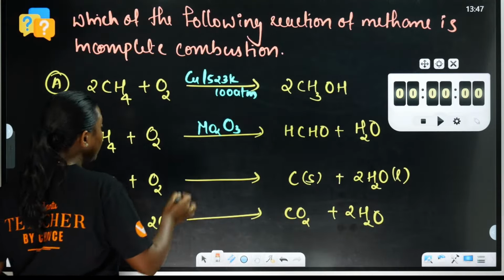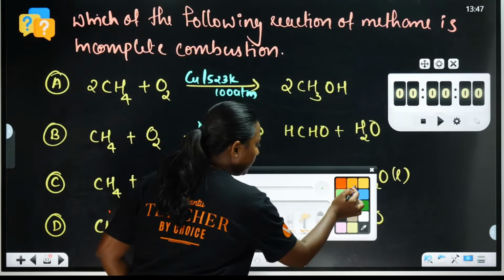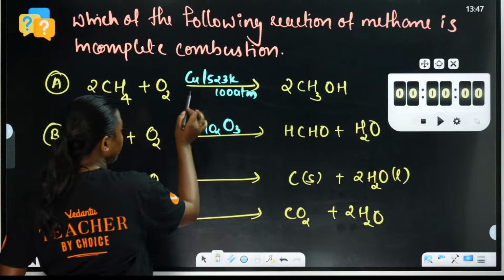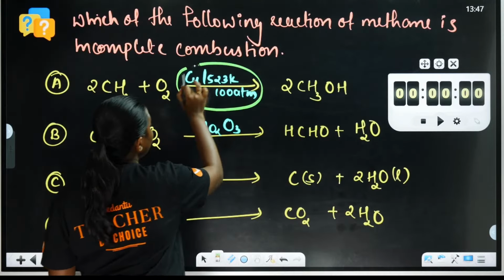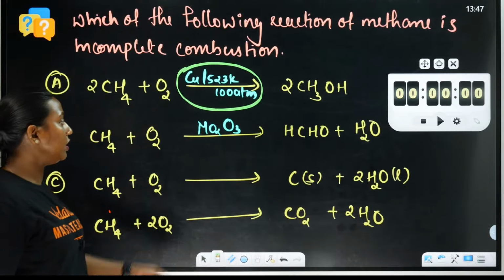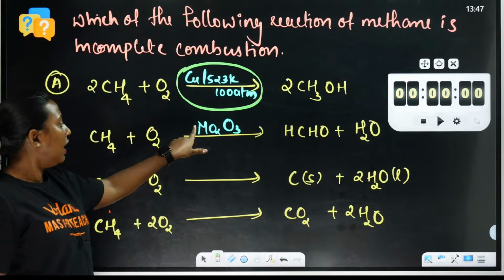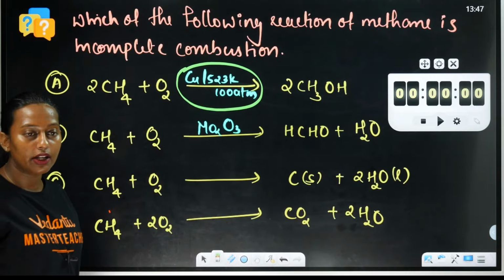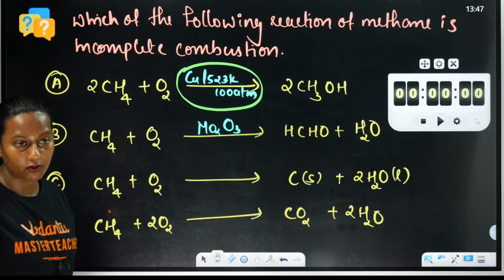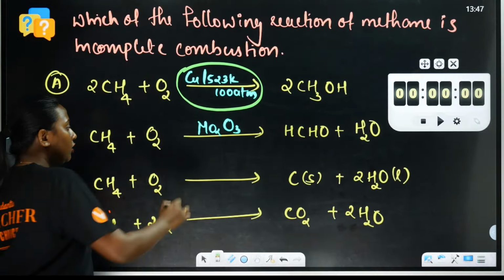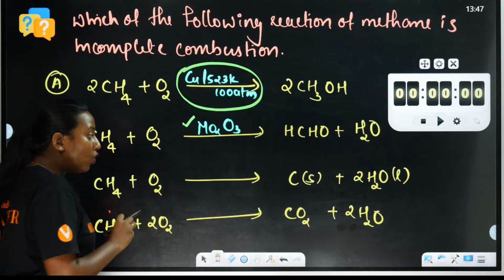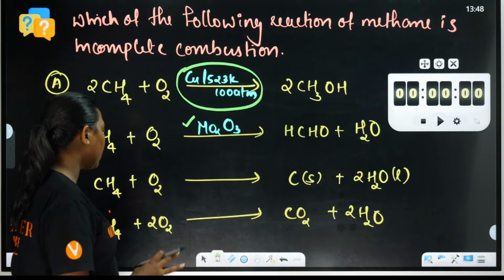Yes. So here you can see that for this first option, it's a controlled combustion. Controlled combustion in presence of catalyst. And this is also controlled combustion. Carbon black is formed. So here also it is controlled combustion.